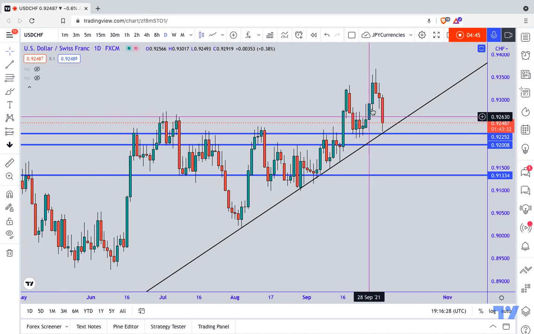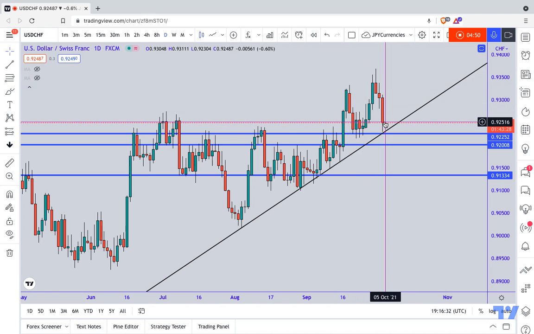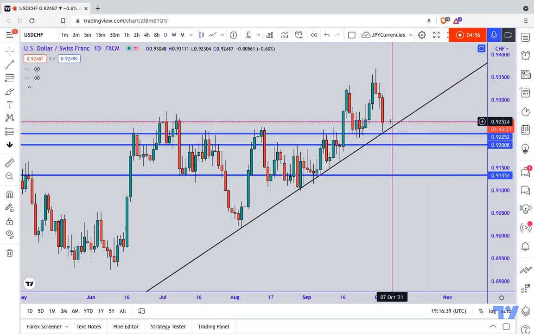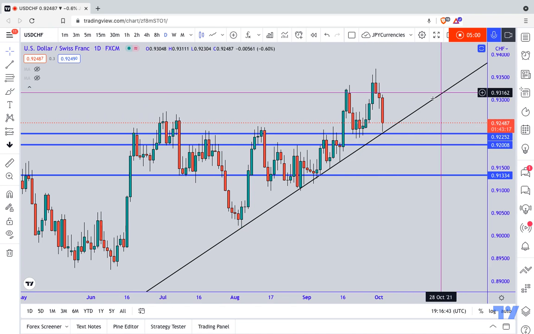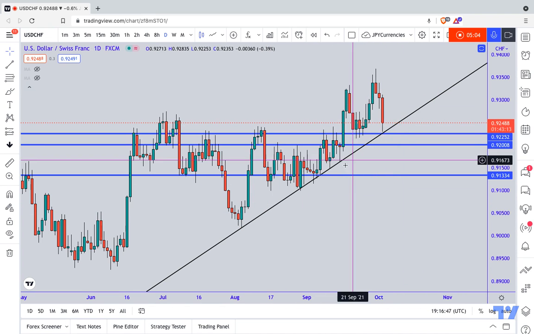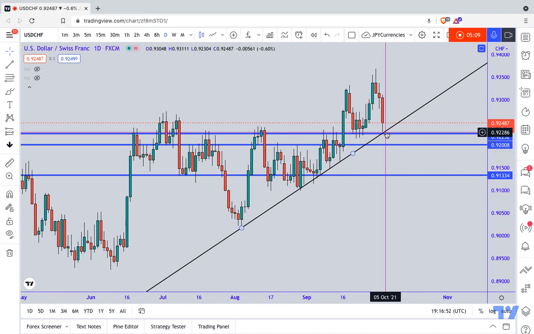I was in profits this whole time, and I knew that at some point we're going to come and test this trend line, which is just like an average price, a nice slope. Just like a moving average, but it's not dynamic.